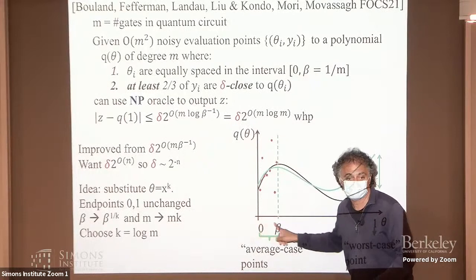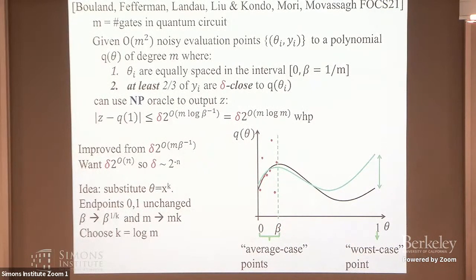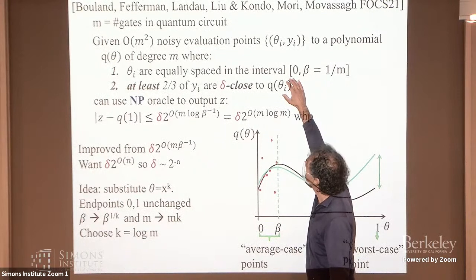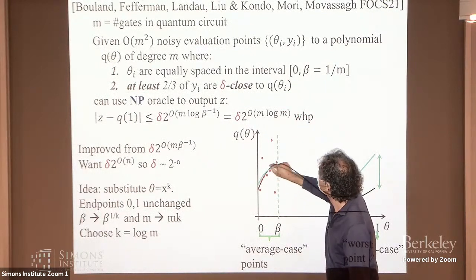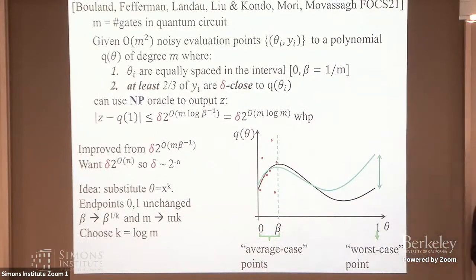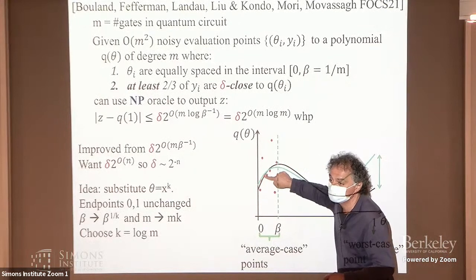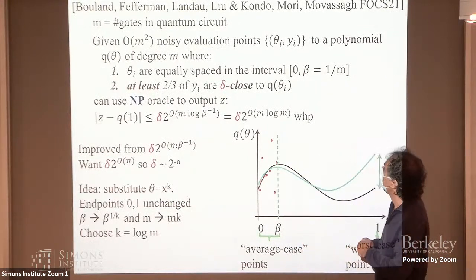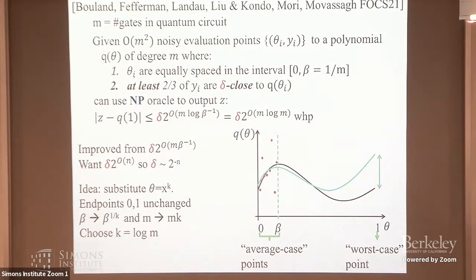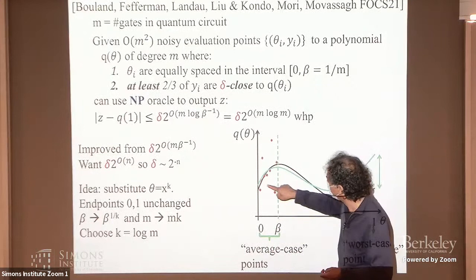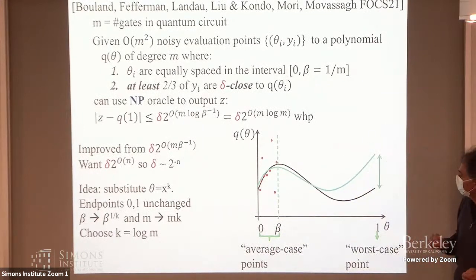of equally spaced thetas. And now we're going to assume that at least 2/3 of these samples that we picked are delta close to the actual value that we were supposed to get, right? So we are assuming that this quantum computer is noisy. One third of the time, it might just give us complete nonsense. But two thirds of the time, it gives us something that's an approximation to what the true value is, if you were to use the true quantum circuit. And now, of course, with this noisy interpolation, that would be hard. But remember, we have an NP oracle, so we don't need to sweat that. And so we'll just find the polynomial. And now we need to bound how far we get.